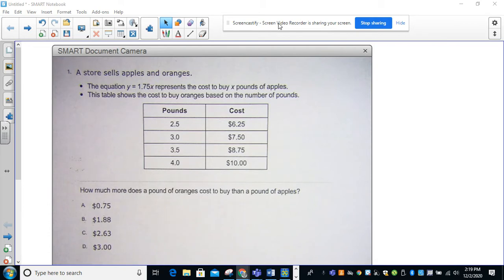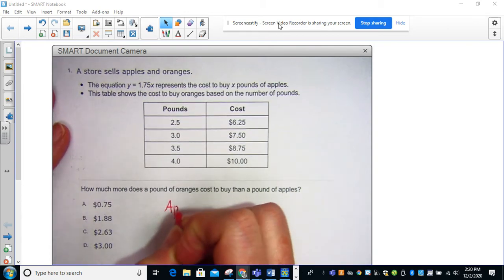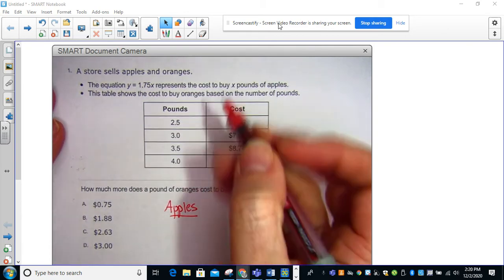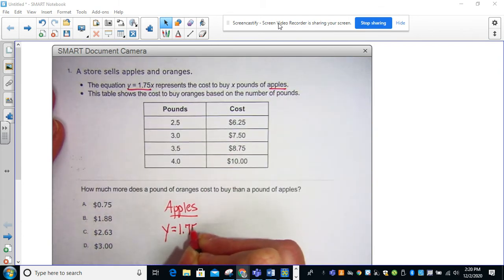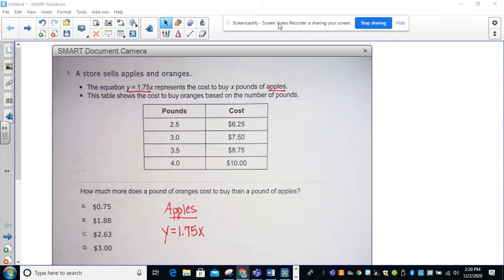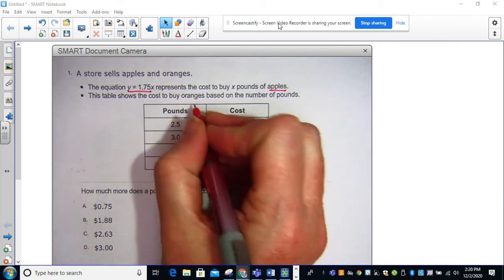So you have a store that sells apples and oranges. The equation y equals 1.75x represents the cost to buy x pounds of apples. So I'm going to put apples. So the equation that goes with that is y equals 1.75x. Obviously, that means for every pound of apples, you have to pay $1.75. So next we have a table for your oranges.